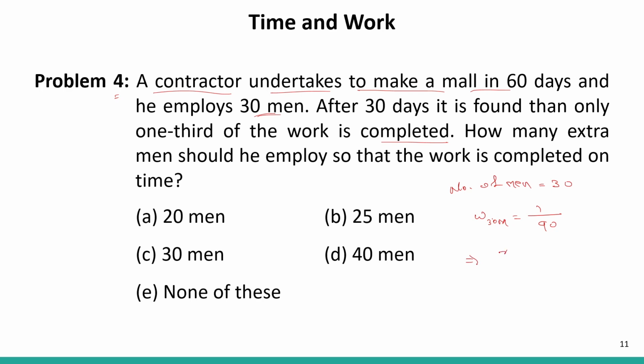So this implies that 30 x by 90 is equal to 1 by 90, or 30 by x. So this implies that x is equal to 30 by 90, which is 1 by 30 into 90. So 30 into 90 is equal to 2700.